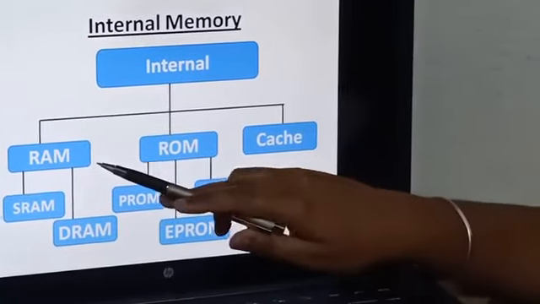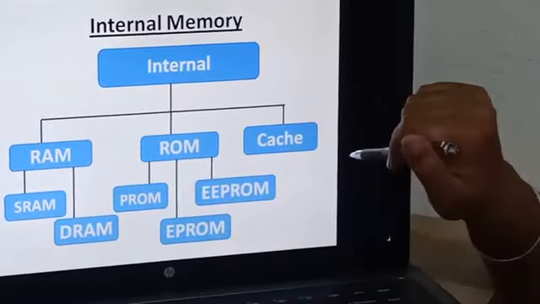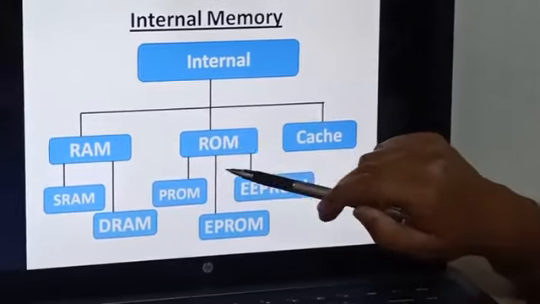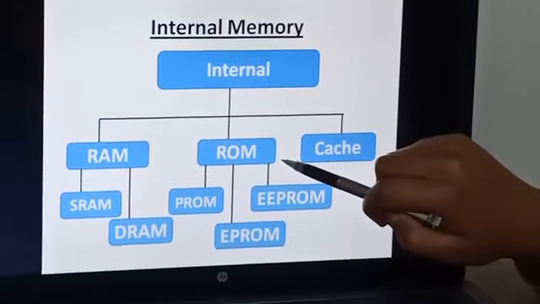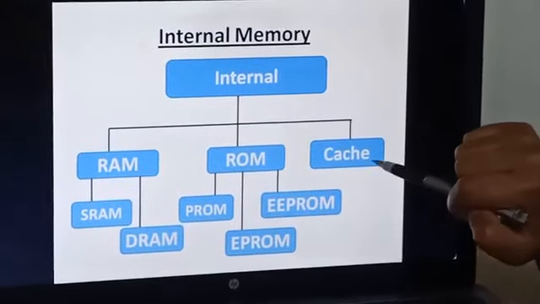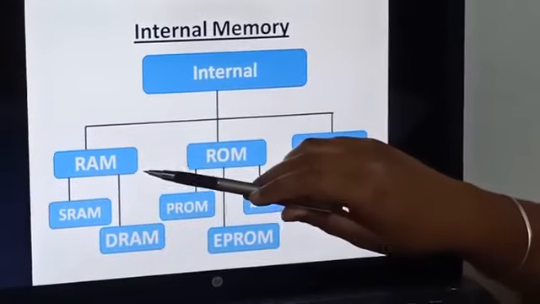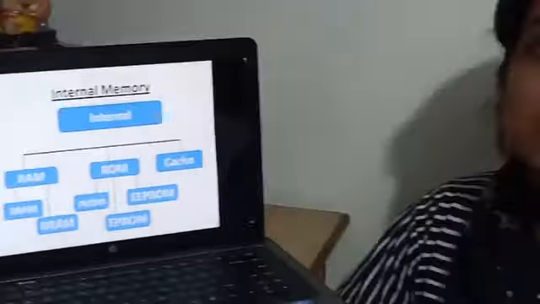I hope you have already heard about RAM and ROM. Cache may be a new concept for you. So RAM is random access memory, ROM is read-only memory, and cache is another concept which I am going to discuss here. RAM is actually random access memory, as the name suggests, the memory which is accessed randomly, or which is accessed every time when the system gets on or whenever you use your system for any purpose.